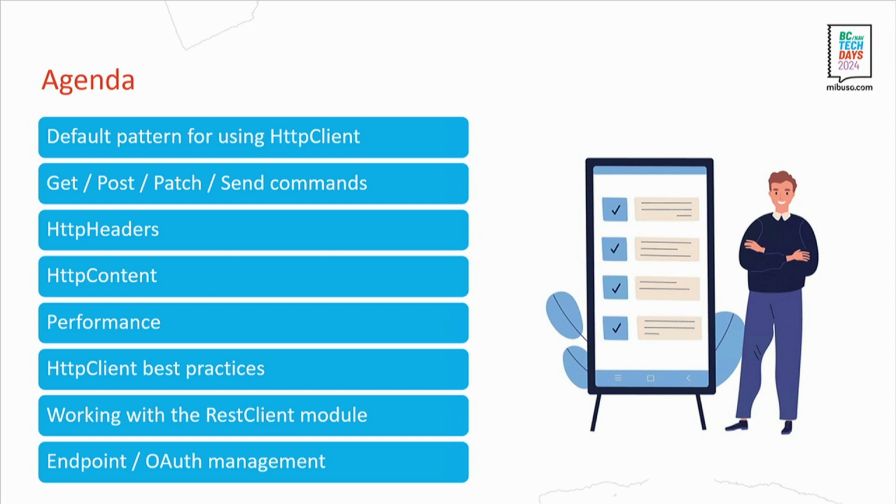We have the new REST client module that was introduced in version 23, which actually takes away a lot of the stuff that I talk about. Maybe I should only talk about the REST client and then probably you can skip a lot of the content that I have before, but at least then you understand what's going behind the scenes. And then I'll end with, if time permits, with some new developments that I'm working on, endpoint and OAuth management that should actually extend that REST client module.